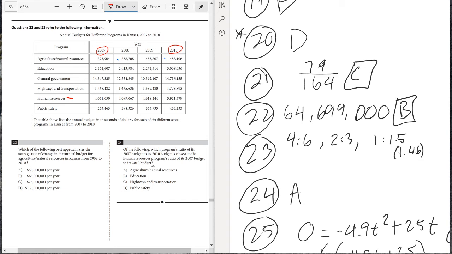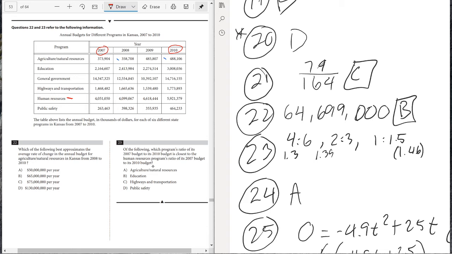So 1.46, and then let's just start from the top, I guess. 488,106 divided by 373,904, so you get 1.3. That's fairly close, 1.3. All right, let's try again. So we would do 3008. Do they even have that as a one? Yeah, they do. Okay. 036300803. This is a really tedious problem. I really don't like this problem. 164607. 1.39. Okay, that's getting closer.